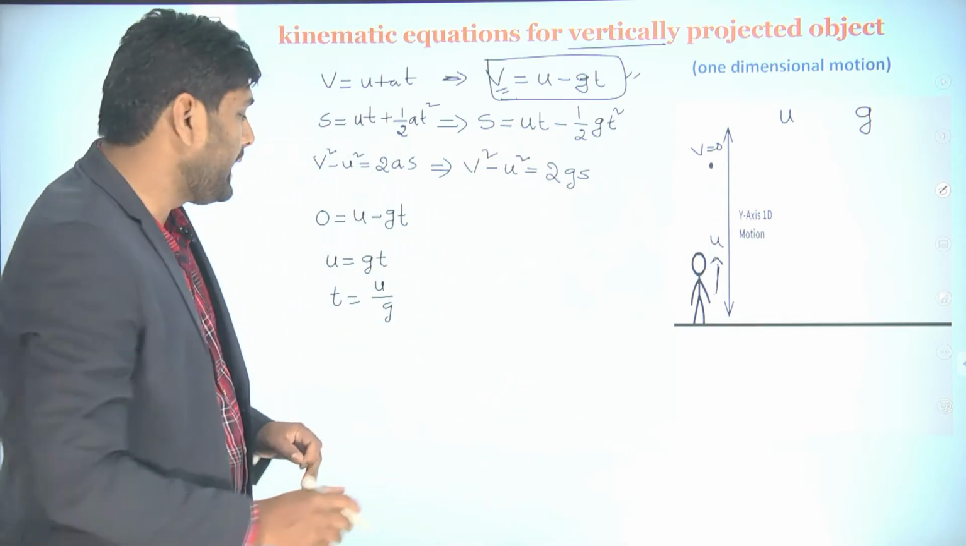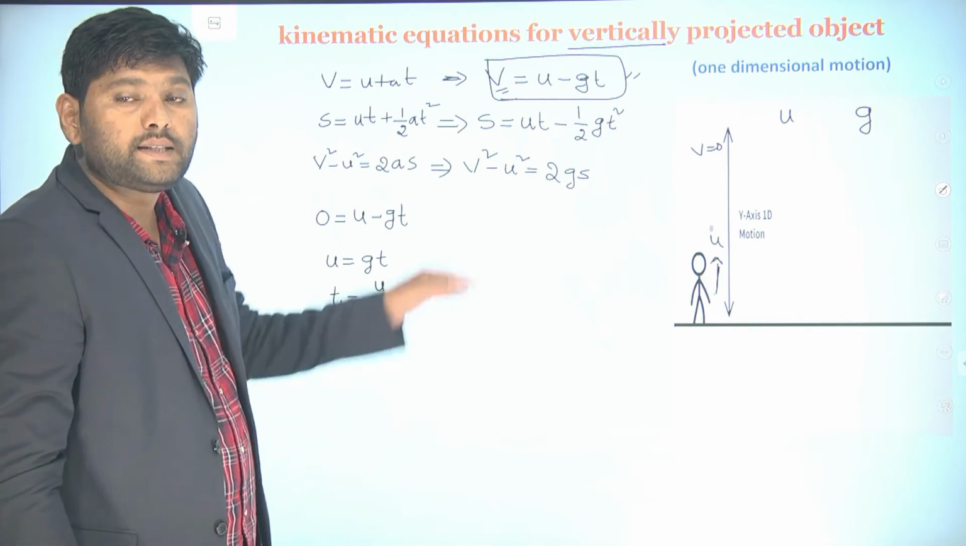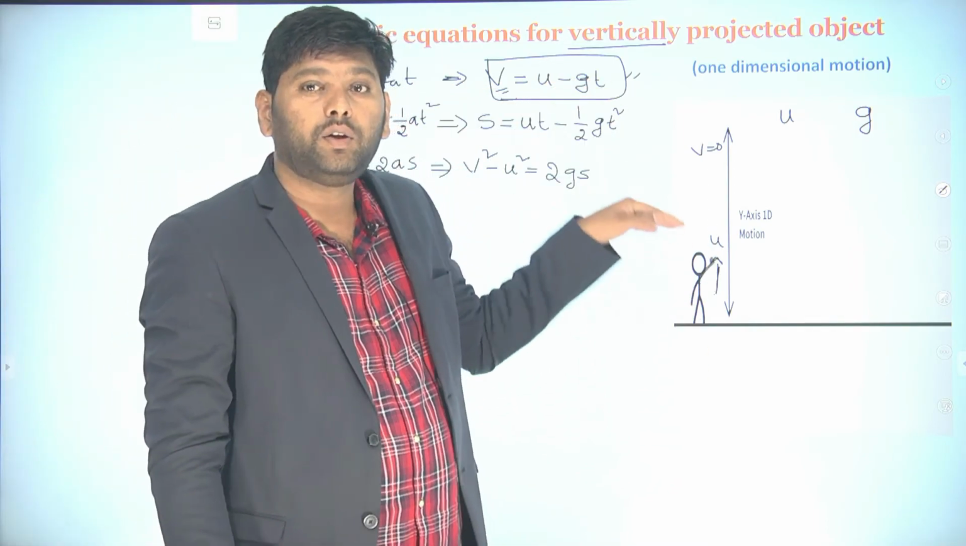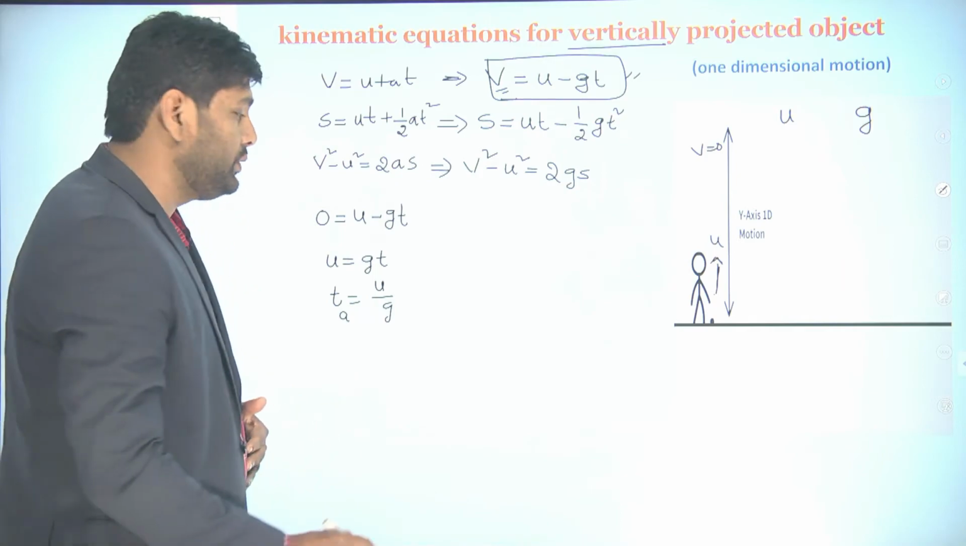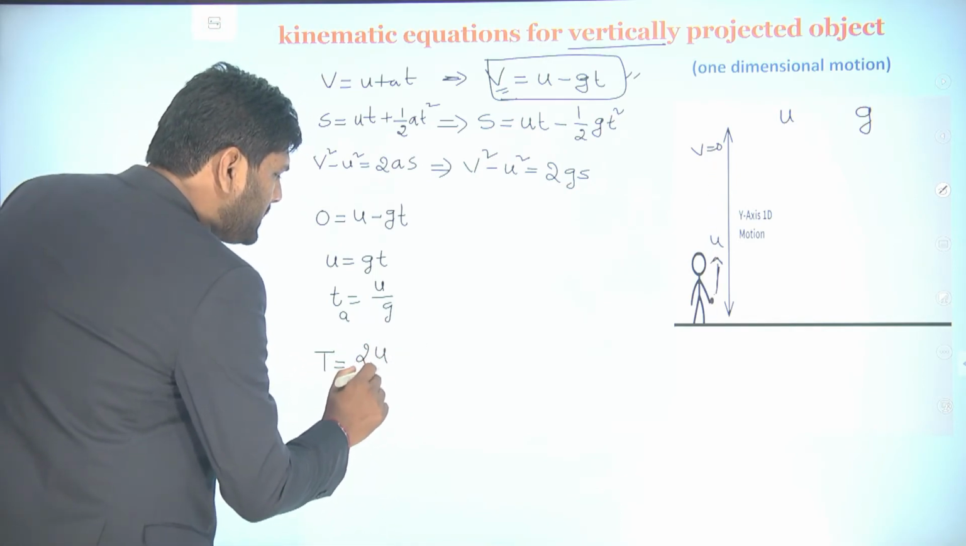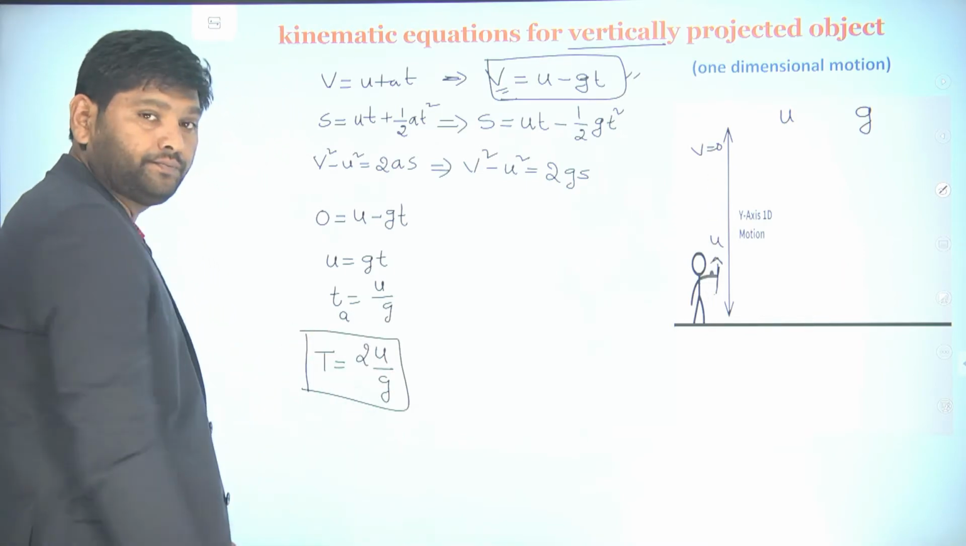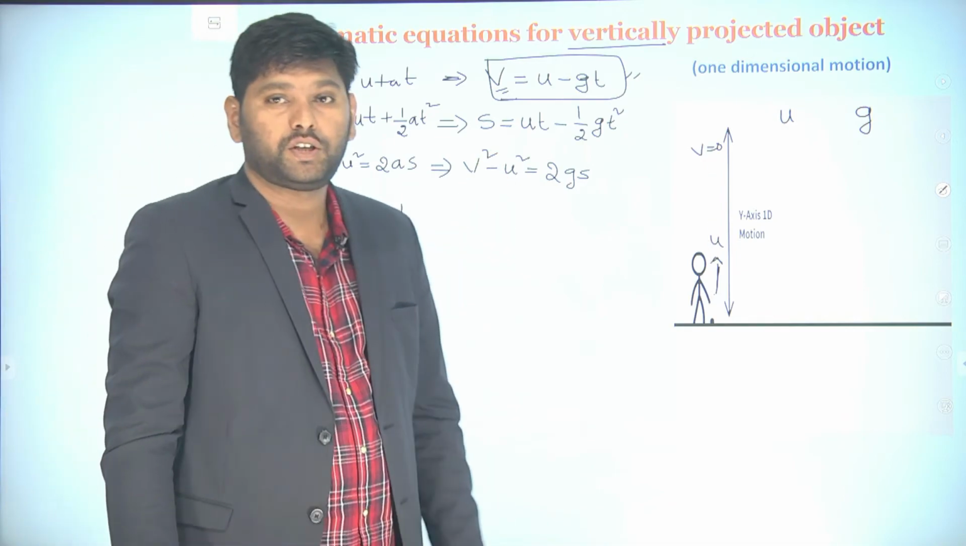So that is called the time of ascent, represented with TA. The same time will be taken for coming down also. So for the total motion, the total time is equal to 2 times U by G. So this is called the time of flight for a vertically projected body.